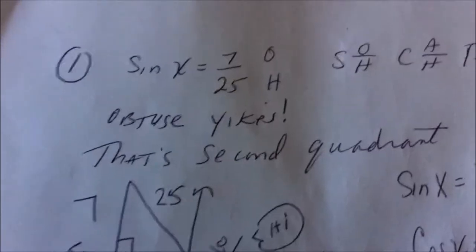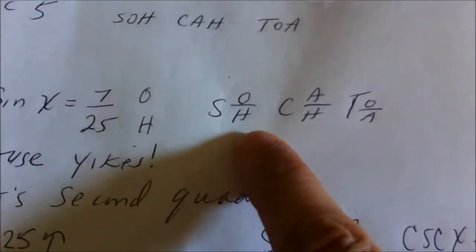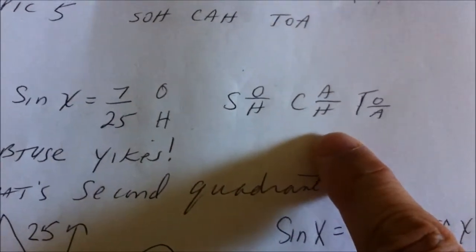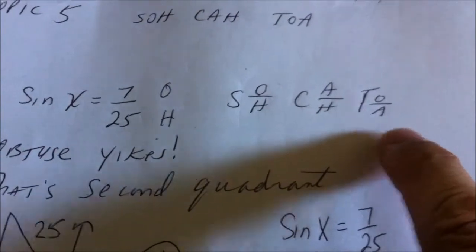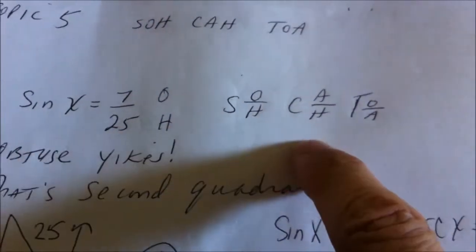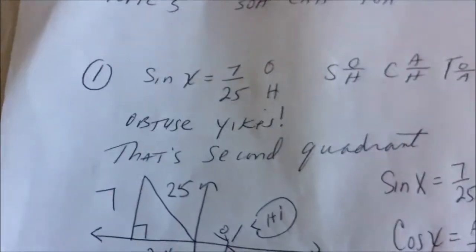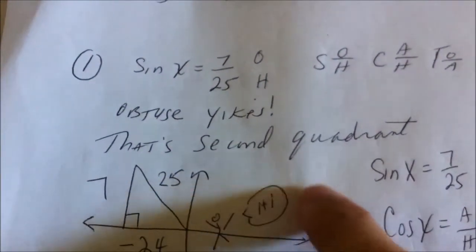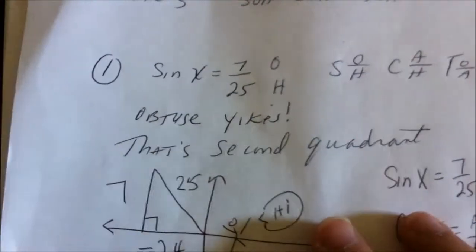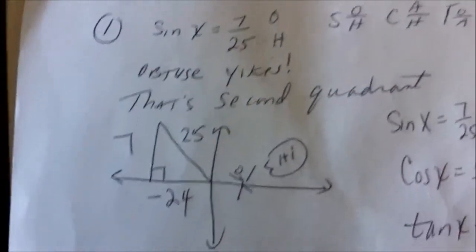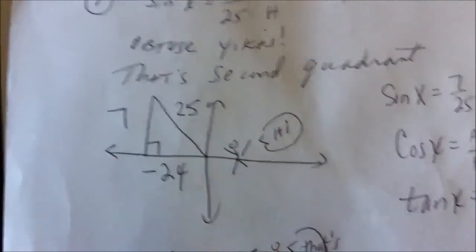Alright, so 1, 2, and 3 are all about SOH, and remembering that sine is opposite over hypotenuse, cosine is adjacent over hypotenuse, tangent is opposite over adjacent, and the reciprocals, cosecant, secant, and cotangent, you could just flip those aspects. So it gave us that the sine of x is 7 over 25. It also told us that it was an obtuse angle. Obtuse angles are between 90 and 180, so I draw my triangle in the second quadrant.